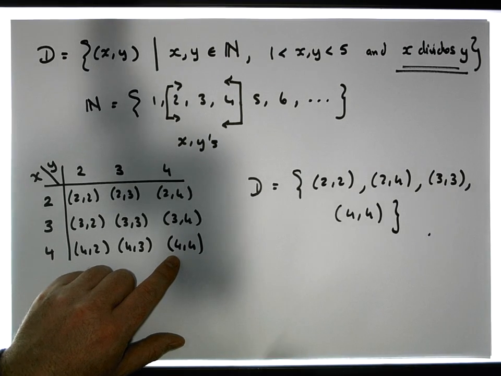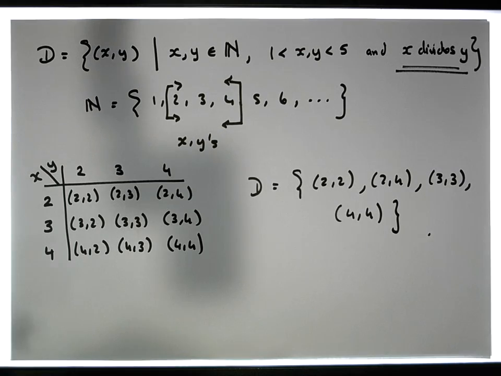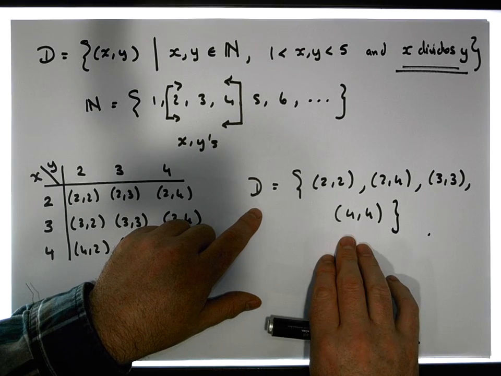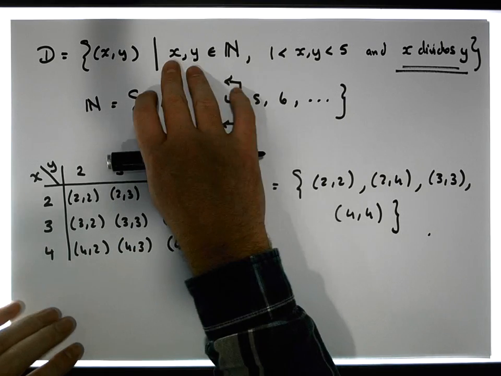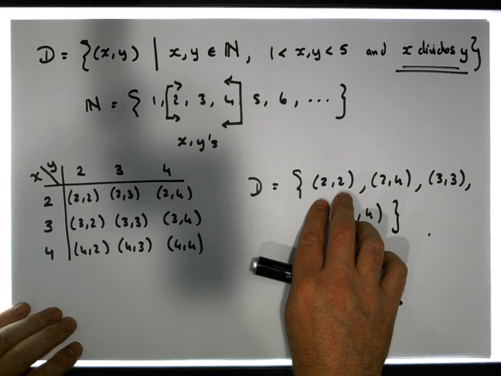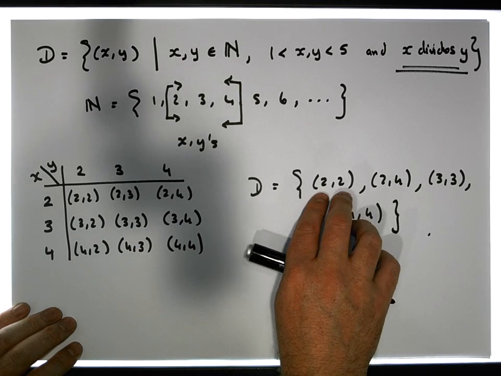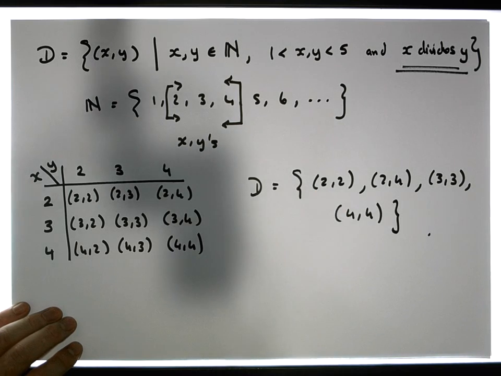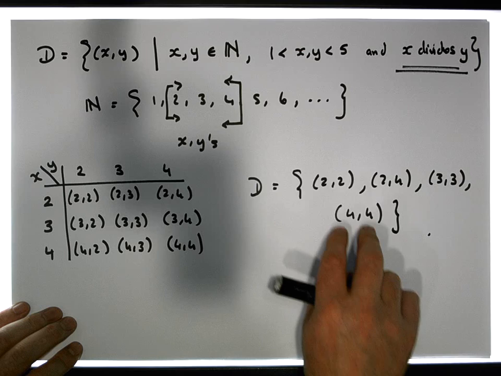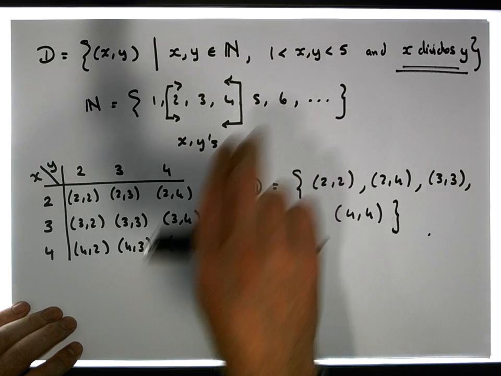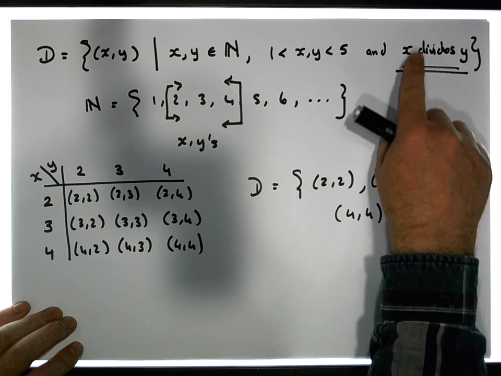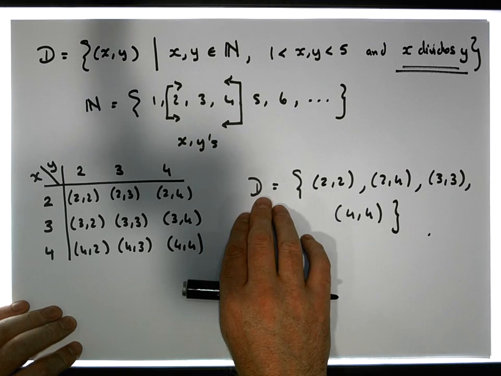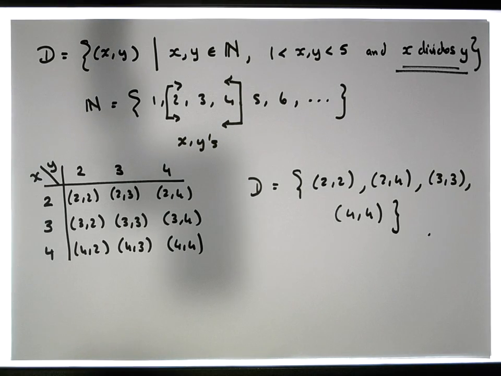Okay. So what we now have is we've built in roster form a set of ordered pairs, and the thing about these ordered pairs is they're all natural numbers. Well, the x's and the y's are all natural numbers. The x's and the y's are bigger than 1 and less than 5. And also the thing about them is the x divides into the y. That's true also. And this here is the set in roster notation.